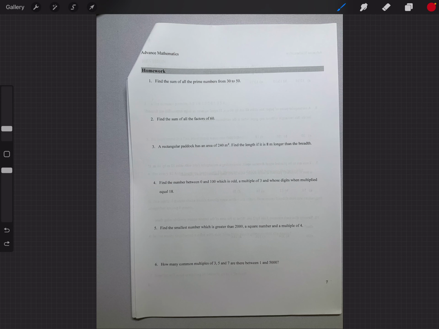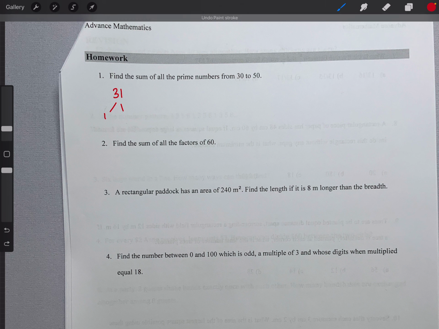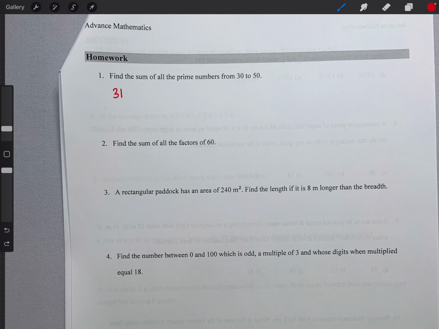On page 7, question 1 says, let's find the sum of all the prime numbers from 30 to 50. So prime numbers are numbers that can only be divided by itself and 1. If it has any other number that you can divide it by, it's not a prime number. So for example, number 31 is a prime number because you can only divide it by 1 and 31. Anything that's an even number cannot be prime because you can divide by 2.